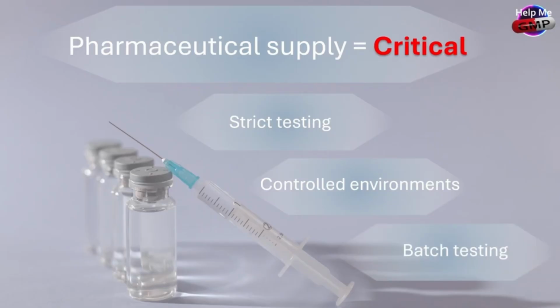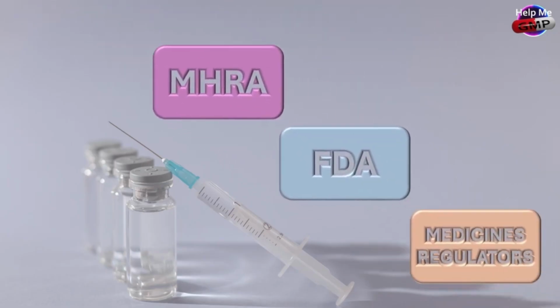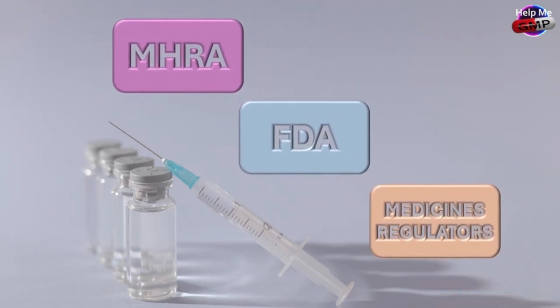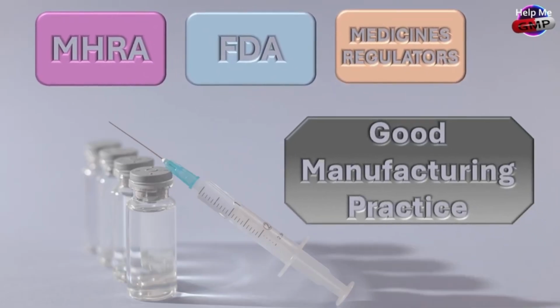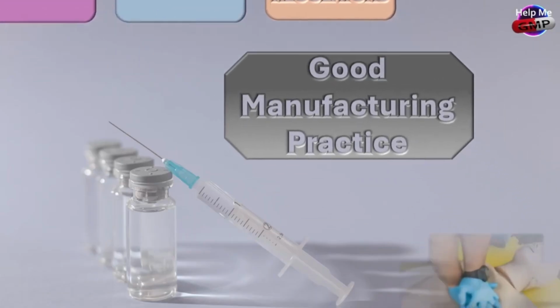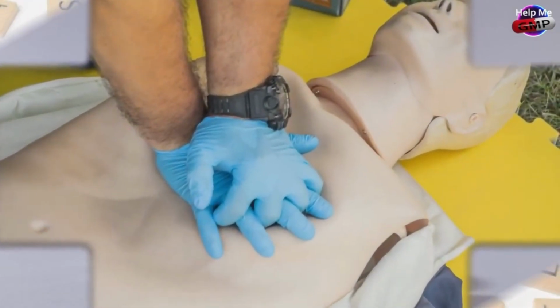This process is overseen by regulatory authorities like the MHRA in the UK, the FDA in the US, and other medicines regulators in the countries in which they are sold, ensuring every step complies with good manufacturing practices, or GMP. This isn't just about compliance, it's about protecting lives.